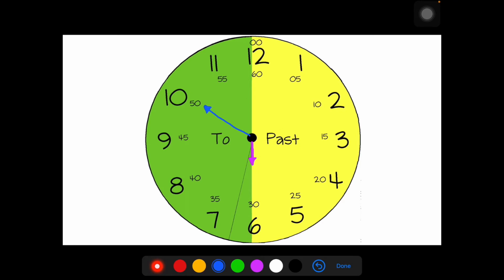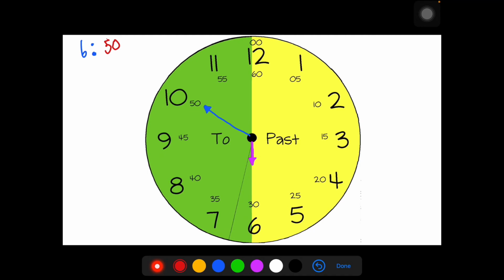So what's the time? The hour is 6, right? So write 6. And the minute is 50. So it's 6:50.